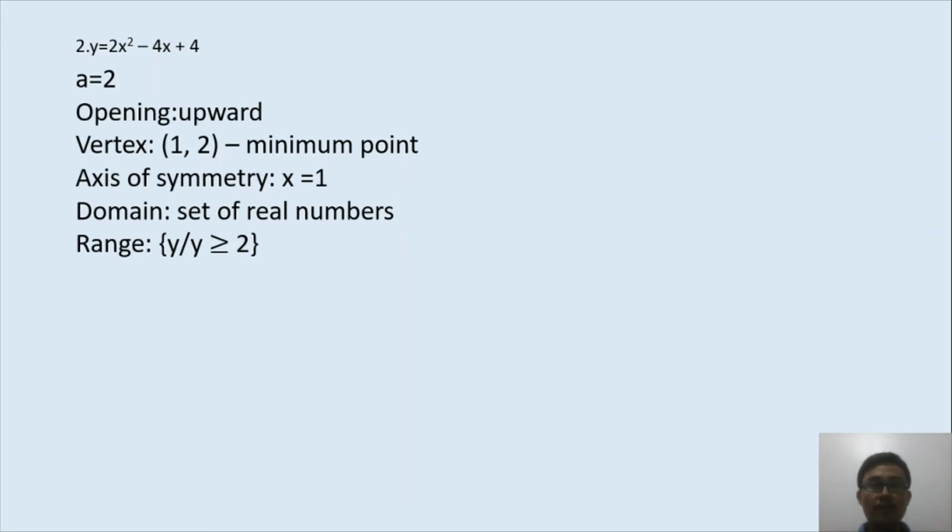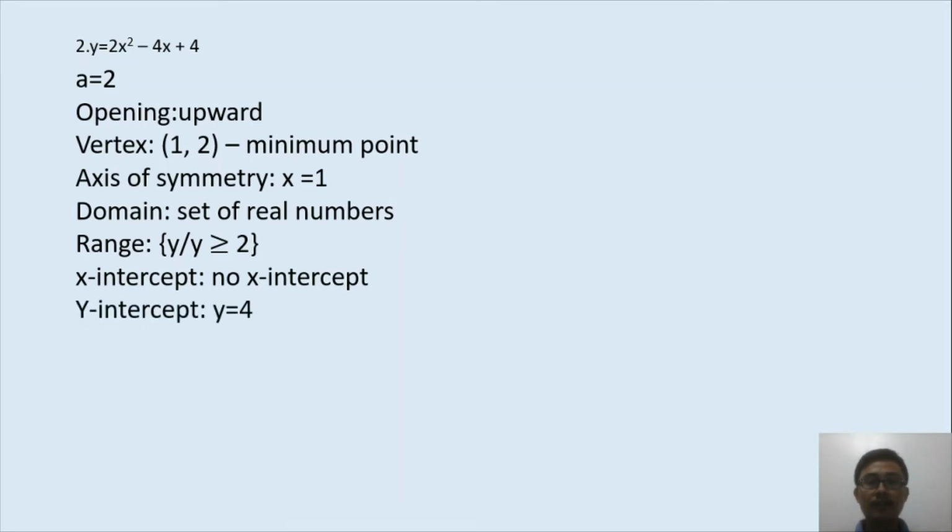So lumalabas, pag range kasi, ito yung kanyang pinaka minimum na mararating ng graph since upward siya. Sa x-intercept, there is no x-intercept. Then, ang y-intercept natin is equal to 4. So, pag sinolve natin yan, we just let x be equal to 0. So, tanggal na tong 2x squared tsaka negative 4x. Ang matitira is 4. Kaya ang y-intercept natin is 4.